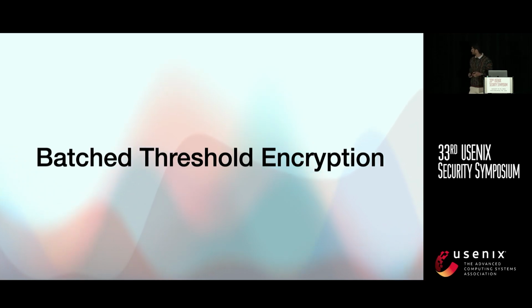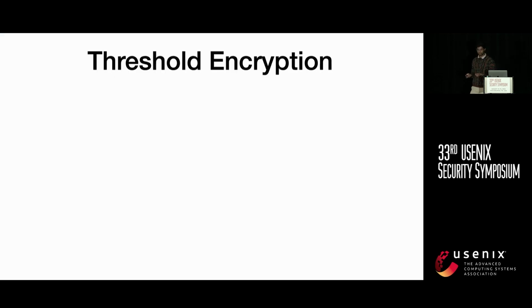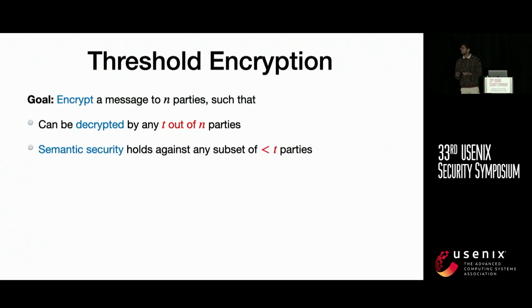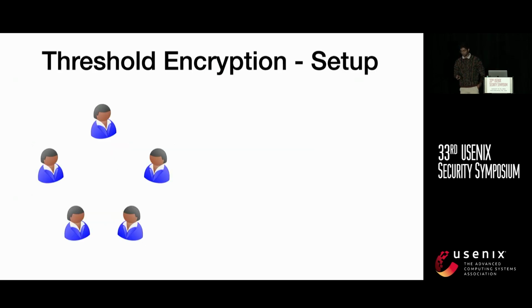So we introduced this primitive of batched threshold encryption. First, let me just define what threshold encryption is, and then I'll show you what the difference is to get batch threshold encryption. So the goal is pretty simple. You want to encrypt a message to N parties such that it can be decrypted by any T out of N parties. You want semantic security to hold against any subset fewer than T. And you want the ciphertext size to be constant. It shouldn't grow with the number of parties. And you want non-interactive decryption.